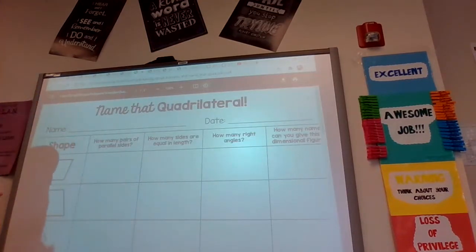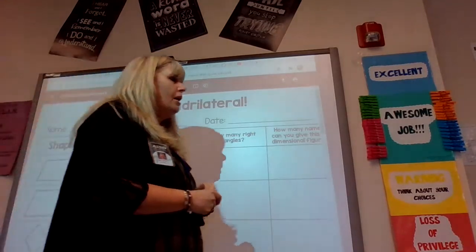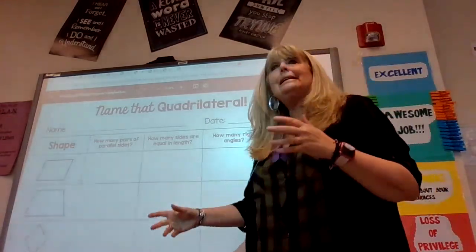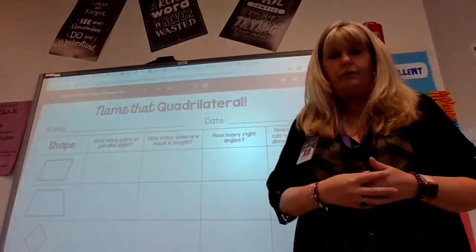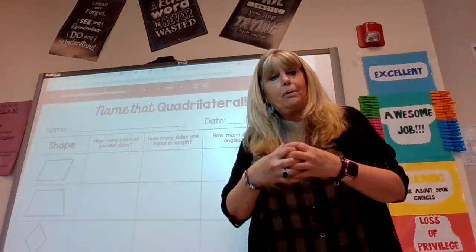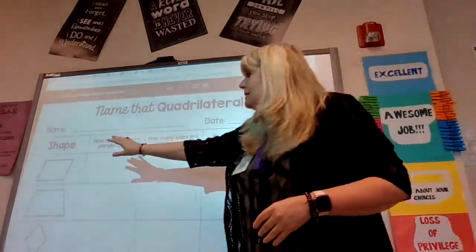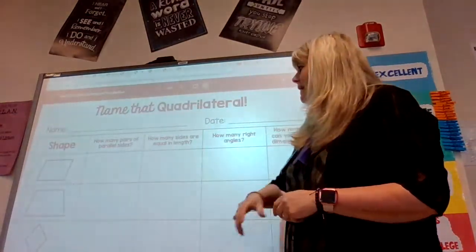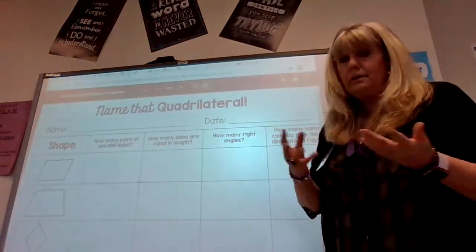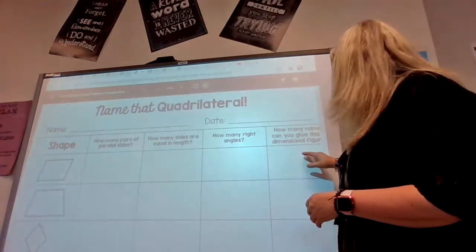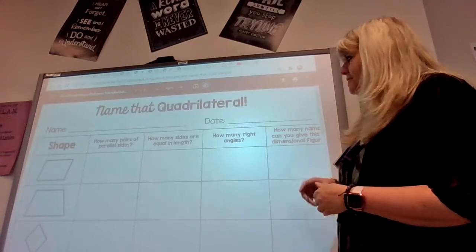Okay, this one, name that quadrilateral. On the naming the quadrilateral, you're going to look at the shape. And again, this is just going over and over so that you truly understand what each shape represents. So you're going to look at this shape. You're going to talk about how many pairs of parallel sides, how many sides of equal length, congruent, remember, how many right angles, and then how many names can you give this figure.